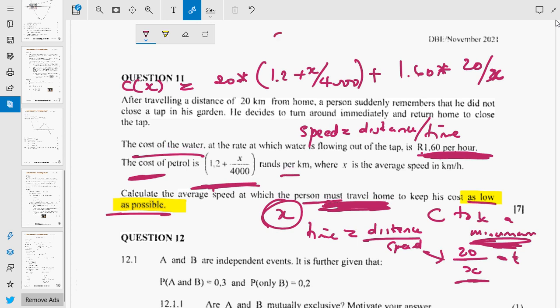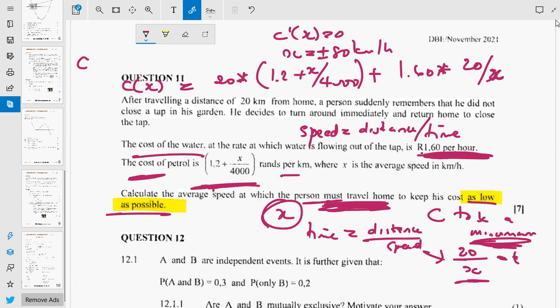So I want cost to be a minimum. That means I must differentiate this and equate it to 0. Differentiating this should present no problem at all. If you differentiate and equate it to 0, you're going to get x to be plus or minus 80 kilometers per hour. But which one do I take, the plus or the minus? Well, you know that you have to take the plus, but since we have something called the second derivative test, I'm sure the examiner would love to see that in order to prove that your answer is a minimum.